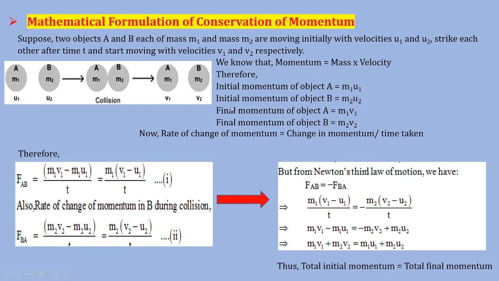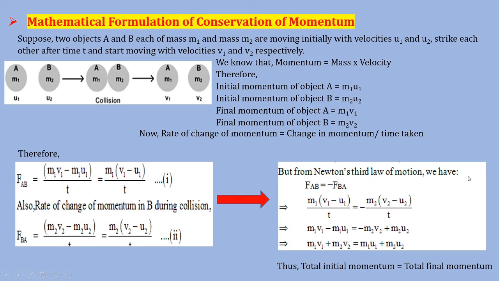Now momentum equals mass into velocity. Therefore the initial momentum of object A is m1u1. Initial momentum of B is m2u2. Final momentum of object A is m1v1. Final momentum of object B is m2v2. Now rate of change of momentum equals change in momentum by time taken. That is, force on A is (m1v1 minus m1u1)/t. Also the rate of change of momentum of B is m2(v2 minus u2)/t.